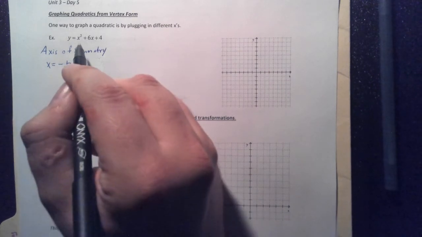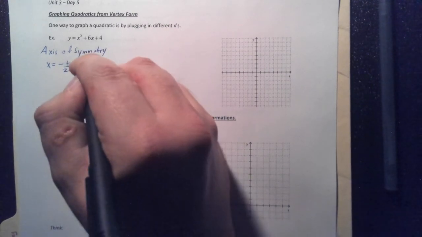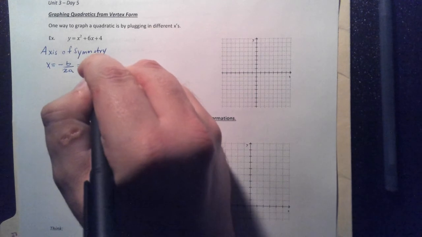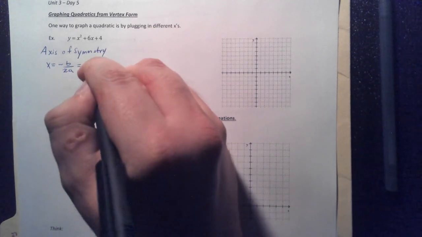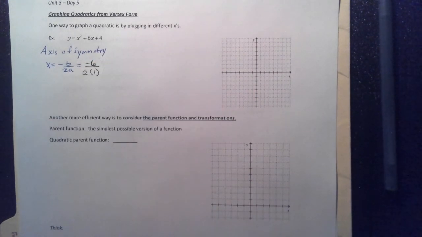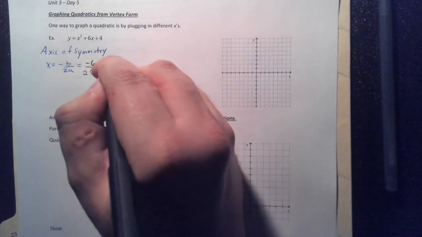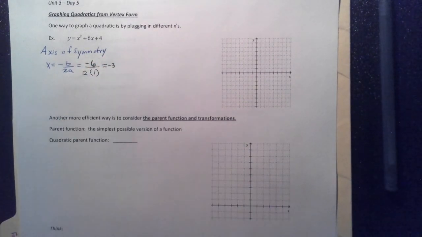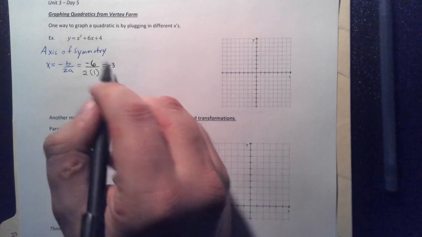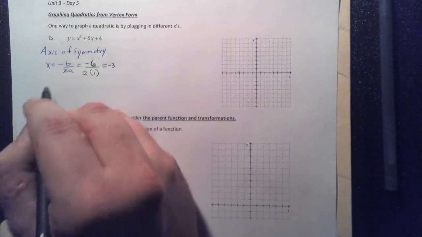So looking at this right here, I can see that b is 6, and I can see that a is 1. So if I go ahead and do this, -6 divided by 2 is -3. And if I wanted to find the vertex, I can then take that -3 and substitute it to find the y-coordinate.